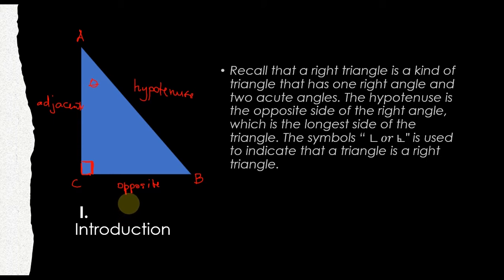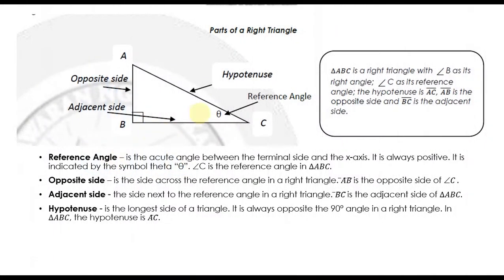Let's see the next slide. So, parts of a right triangle. Again, we have here the hypotenuse. Hypotenuse is the longest side, and it is located opposite the right angle. We have here a reference angle. Since the reference angle is at angle C, you can have your opposite side here. And if you want to look for the adjacent side, it will be here. This will be your adjacent side, the segment BC.